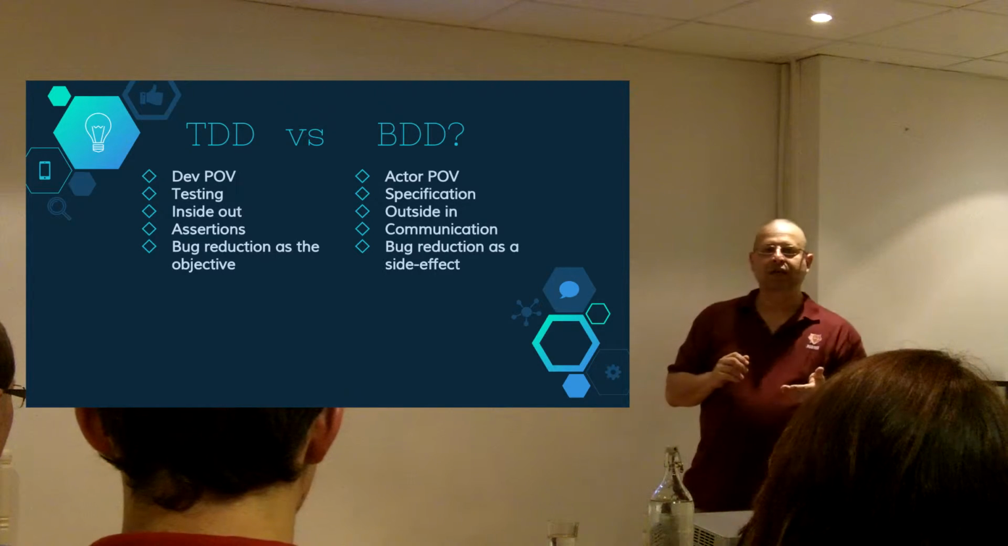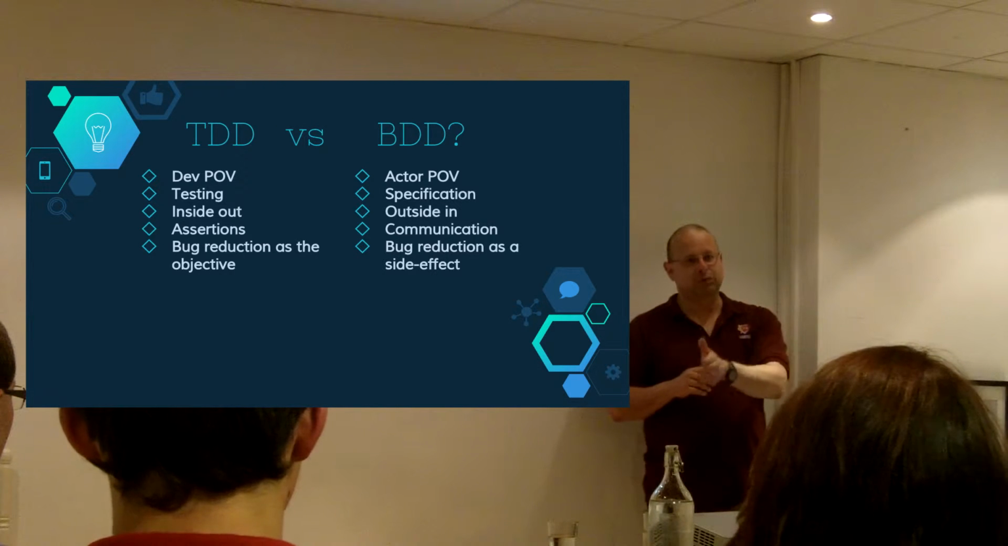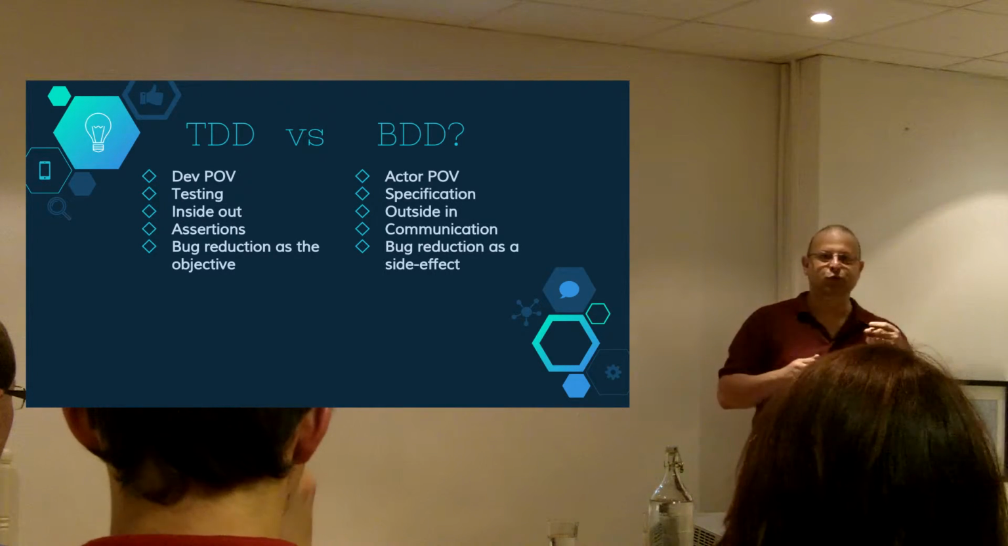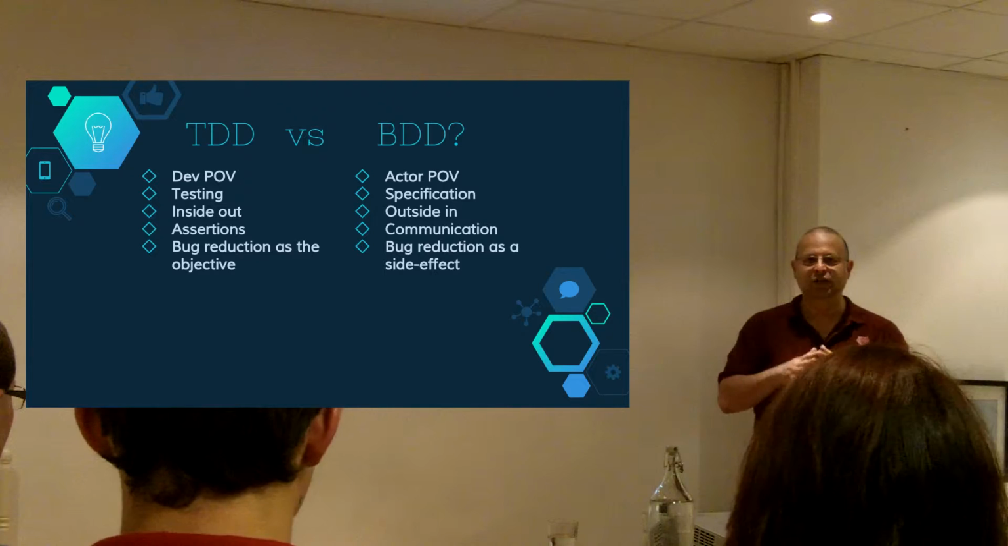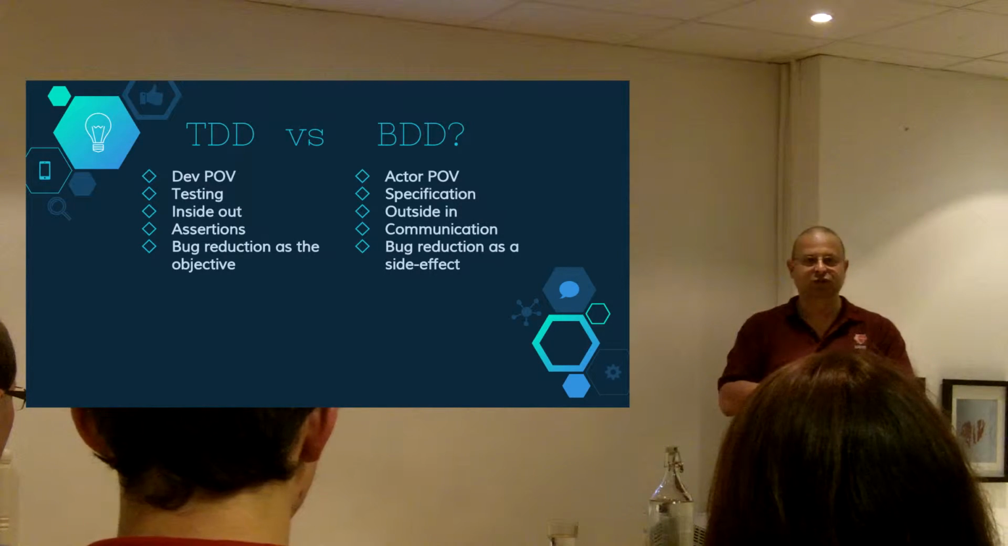TDD is about assertions, yeah? So you assert that something, given a certain input, will give you a certain output. BDD is about communication and collaboration. It's making sure that we all work together to achieve a certain result, basically.